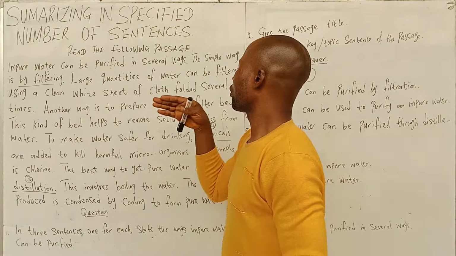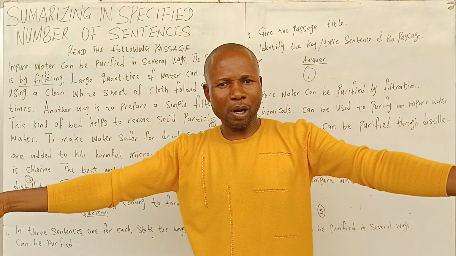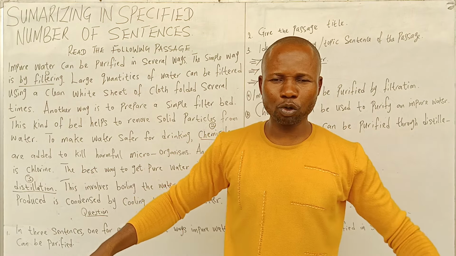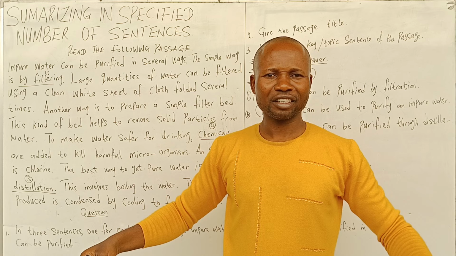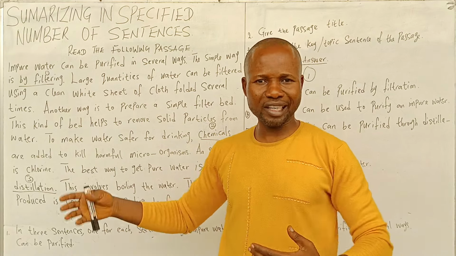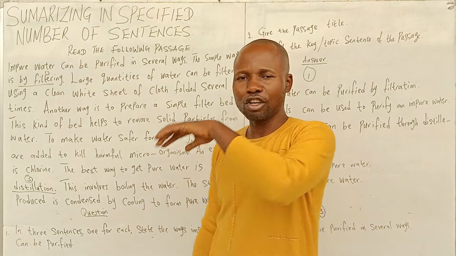This kind of bed helps to remove solid particles from water. So you prepare a filter bed. That filter bed, maybe you tie the white cloth or another form of cloth or a net. But I didn't mention net. They only mention in this passage white cloth.